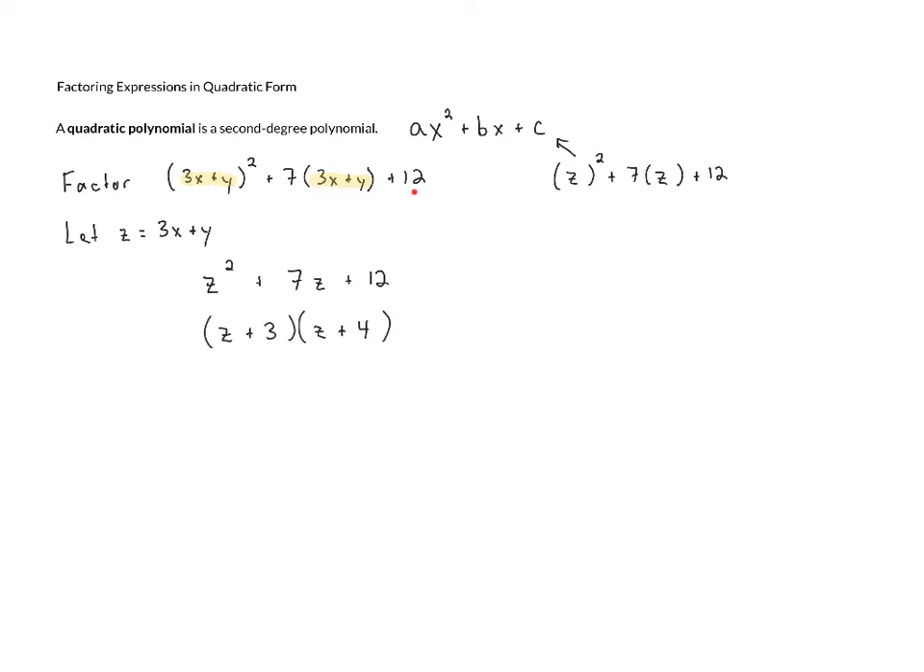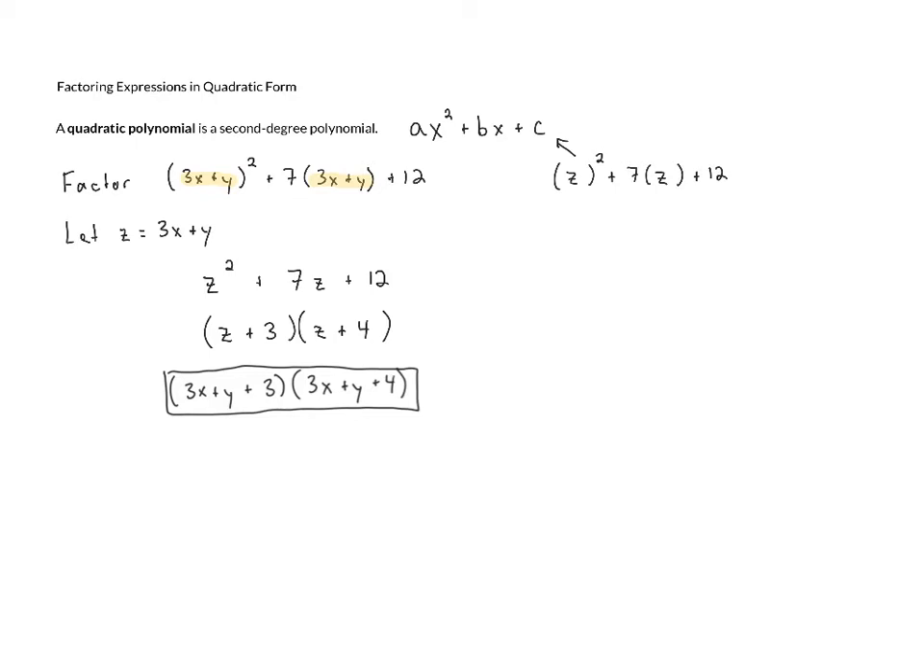In the original expression, everything was written in terms of x and y, so we can't have an answer that's written in terms of z. How can we rewrite this back in terms of x and y? Well, we can take the z's and replace them with 3x plus y's. So in this first one, that z becomes 3x plus y. So we have 3x plus y plus 3 times 3x plus y plus 4. And that ends up being our final answer.